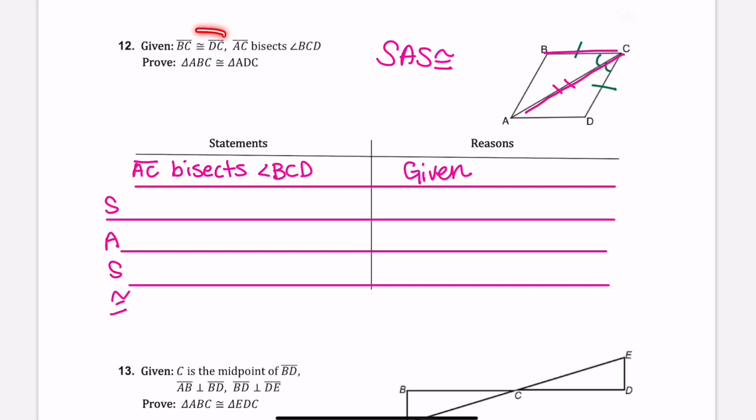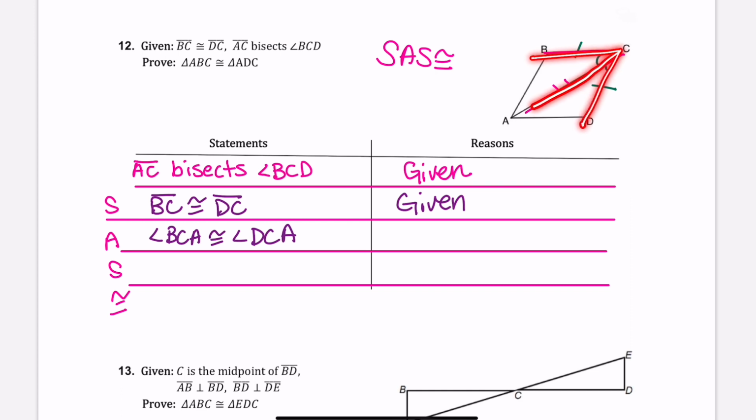Now my first side is given. My angle would be BCA is congruent to DCA. And the reason for that would be the definition of bisect. Bisect means we're going to take this angle, AC is cutting it in half, it's bisecting it, so each piece of these has to be the same. So that would be the definition of bisect.